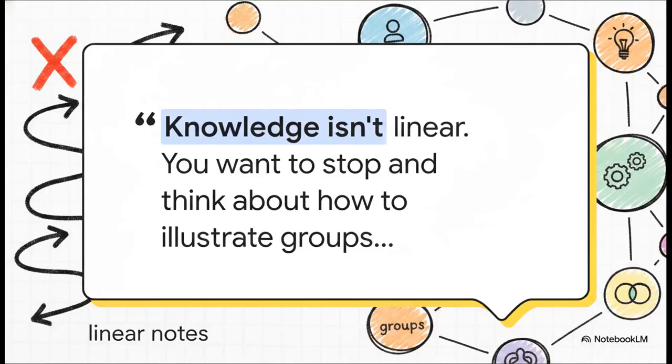Learning expert Justin Sung actually hits the nail on the head as to why this happens. He says, most people just write notes linearly. Knowledge isn't linear. You want to stop and think about how to illustrate groups and relationships. So that early frustration you're feeling, totally normal. It happens because we're trying to force complex, multidimensional concepts into passive, linear notes. Your brain just doesn't work that way, so your study method shouldn't either.